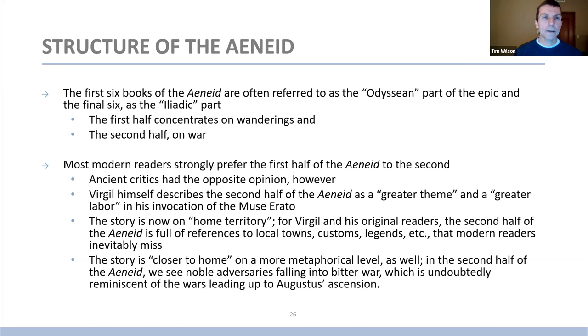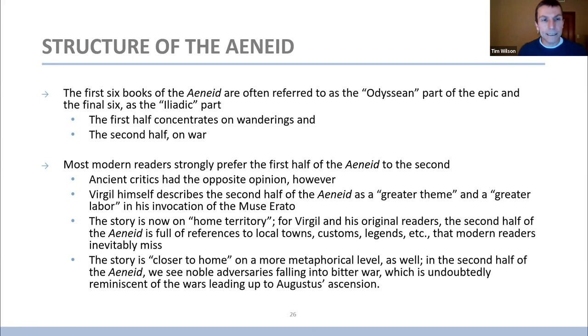Carthage? So now the structure of the Aeneid. The first six books have been referred to as the Odyssean part of the epic, and the final six as the Iliadic part. So the first half concentrates on his wanderings, and the second half on war. Most modern readers, myself included, strongly prefer the first half of the Aeneid to the second. And the funny thing is that the ancient critics had the exact opposite opinion. They felt the first part was good, great literature, greater than anything that had been written.